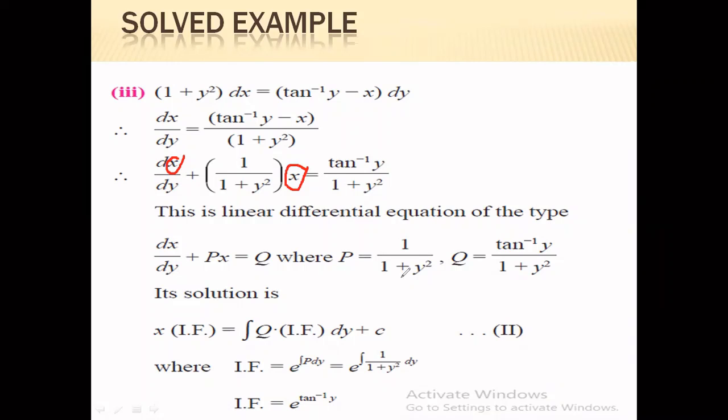So when you compare the value of p, it is simply 1 upon 1 plus y square, and q is tan inverse y upon 1 plus y square. So its solution is, because dependent variable is x, we take x into IF is equal to integral q IF. We have to take with respect to independent variable. So here the independent variable is y, so we have to take dy plus c. Now the IF is e raised to power integral p dy. When you substitute the value of p, it becomes 1 upon 1 plus y square, and integration of this term is tan inverse y. So we get the value of IF.